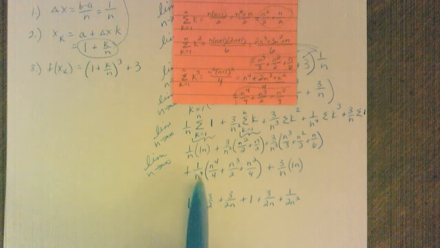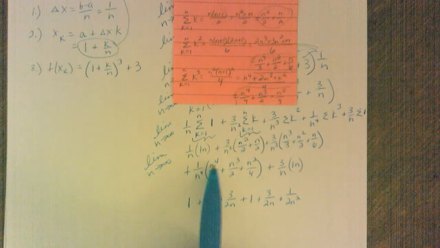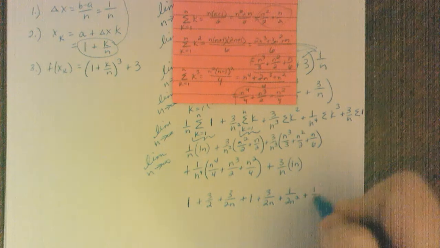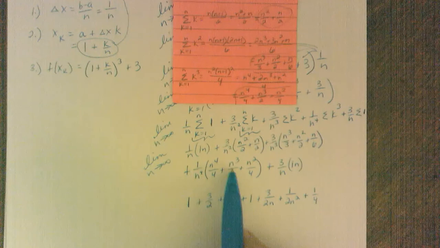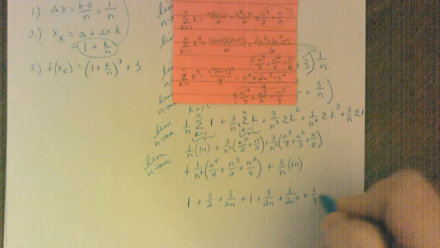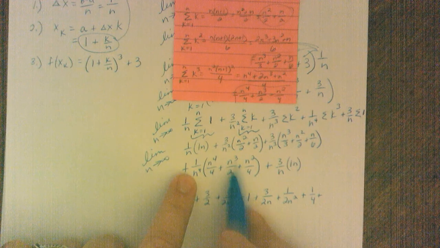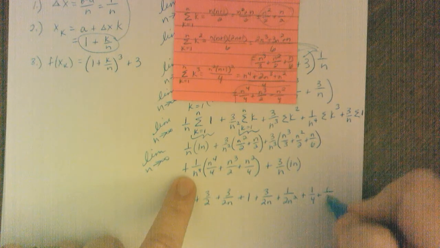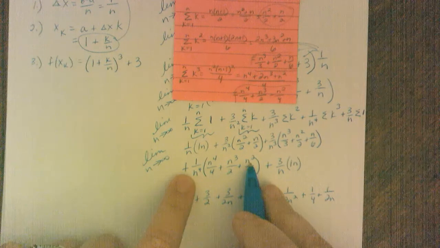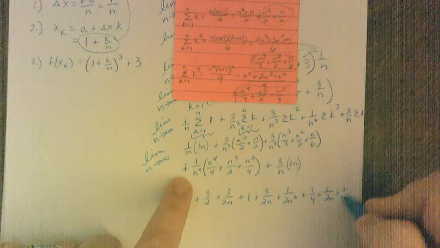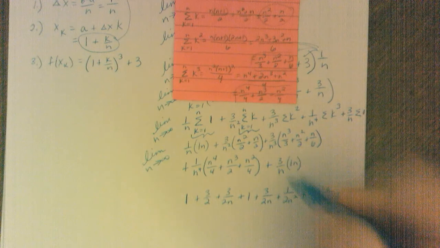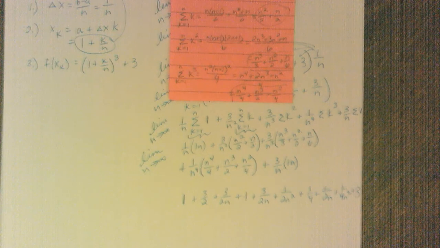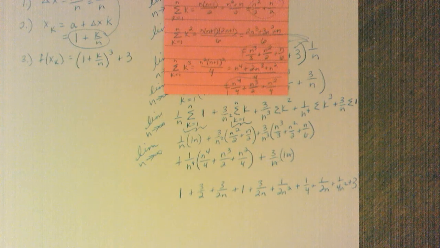Now we'll do this one. 1 over n to the 4th times n to the 4th over 4 is just 1/4. This one would be 1 over n to the 4th times n cubed over 2, that would just be 1 over 2n. This one times that would be 1 over 4n squared. And this one is 3. Squeezing it in. Okay, I think I did it right.